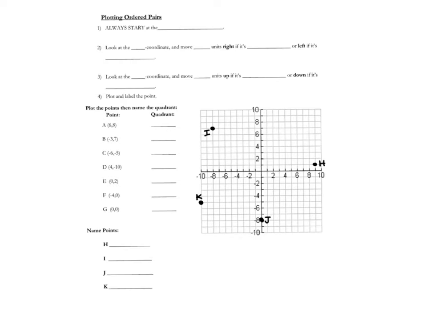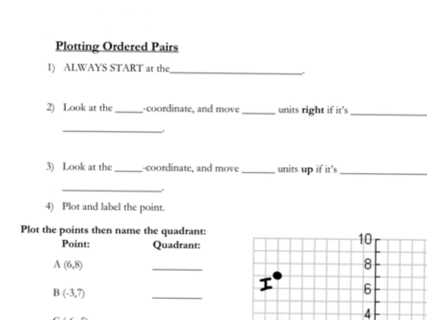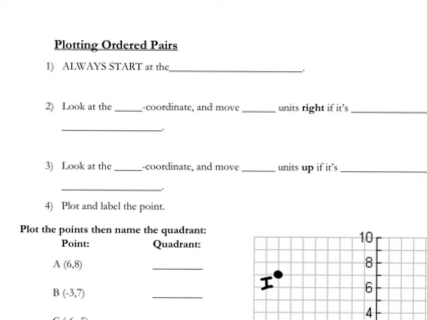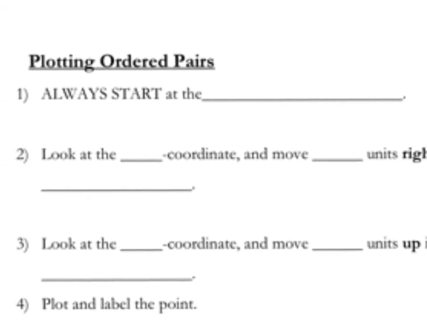Okay, so now we're going to talk about actually plotting the ordered pairs. So when we do plot ordered pairs, we always start at the origin. That's like our starting point whenever we're naming a point. So we can write in the word origin. We always start at 0, 0.